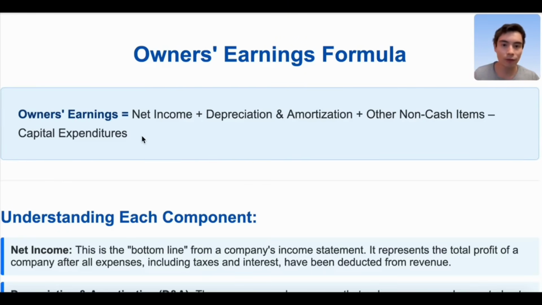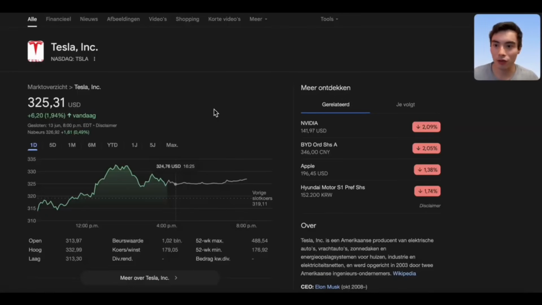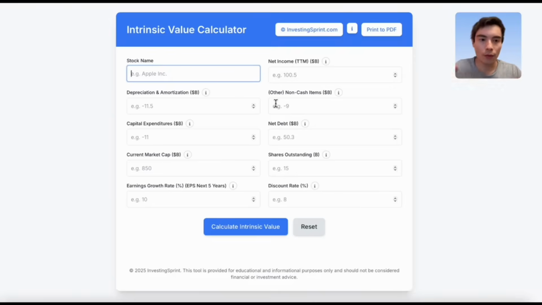So the owner earnings formula is like this. Owner's earnings is net income plus depreciation and amortization plus other non-cash items minus capital expenditures. Tesla's trading right now at $325. So we're going to find out whether this is cheap or expensive. We are going to use this intrinsic value calculator to find the true value per share of Tesla. And it uses the same principle like the lemonade stand.